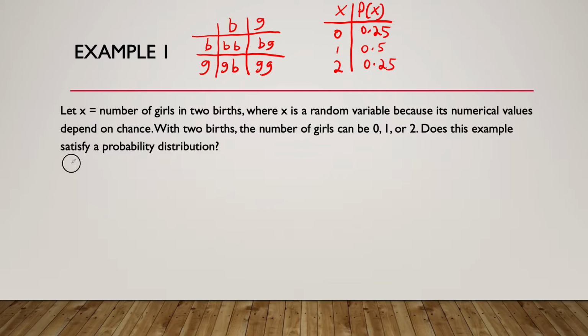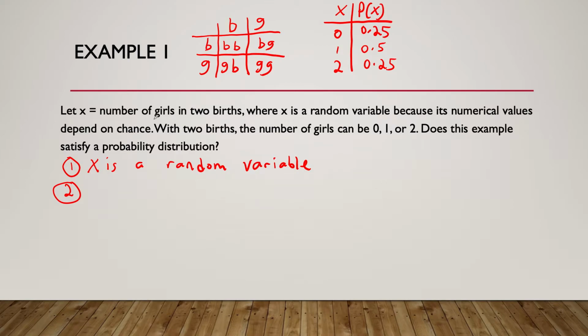And we could see from this, x is indeed a random variable, again because we could have 0, 1, or 2 girls here within those 2 births, and we have this particular table up here, which is always nice.